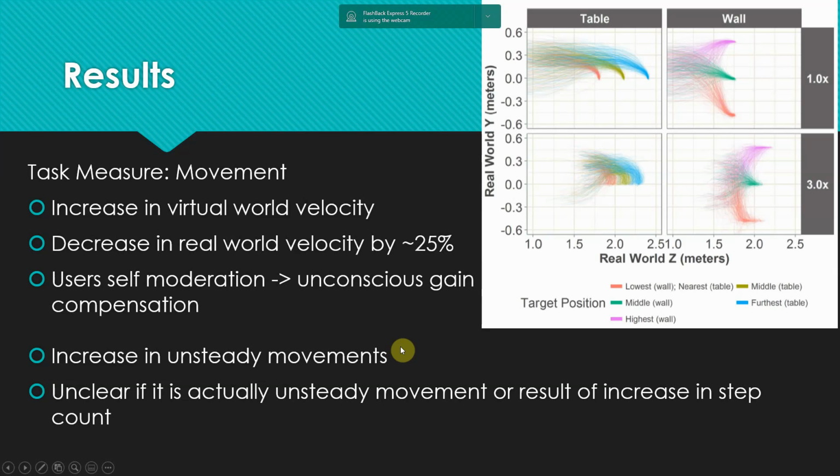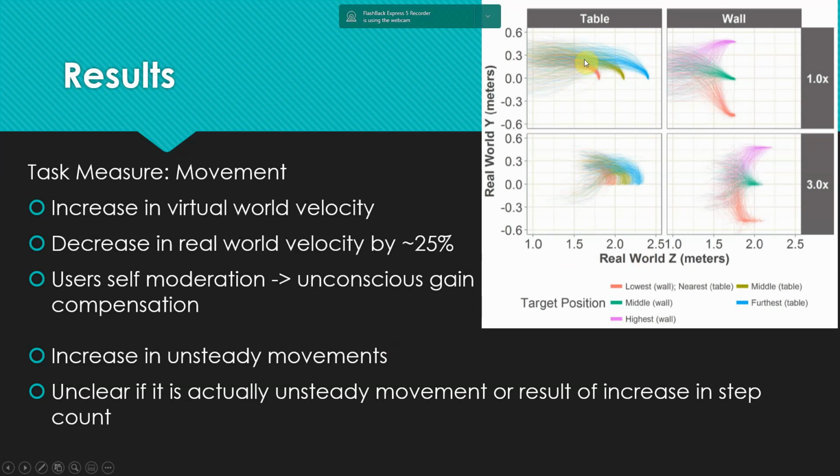Increase in unsteady movements. This is unclear. It may be because of actual instability or because of an increase in step count, since you have to walk further as the gain is more.